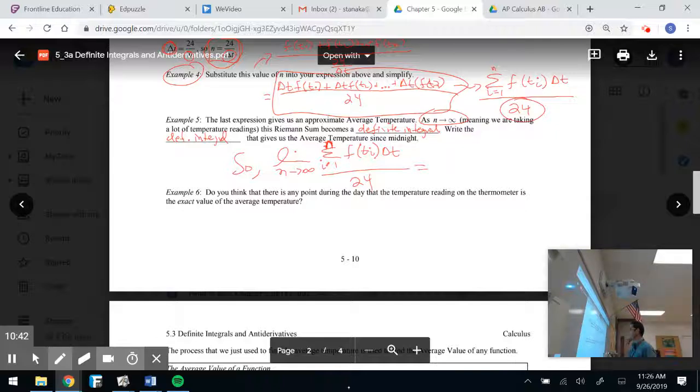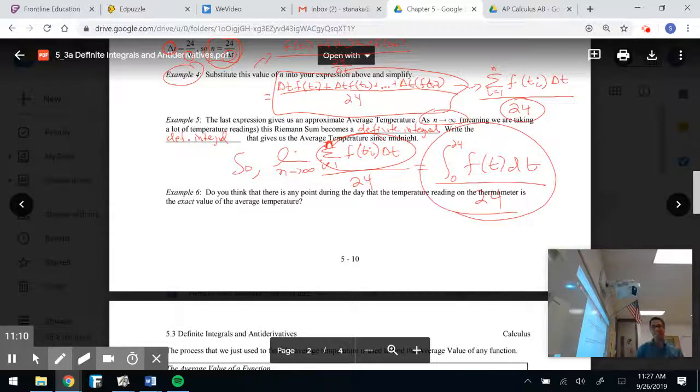And what does that Riemann sum turn into? It turns into the integral. How about that? And it's going to be the integral from 0 to 24, because it's a 24-hour span. It's an entire day. I'm going to have an infinite amount of my time increments, and that's going to be f of t dt. That's what that Riemann sum represents right there. And I'm going to divide that by the length of the interval, which would be 24. And believe it or not, that is going to give me the exact average temperature.